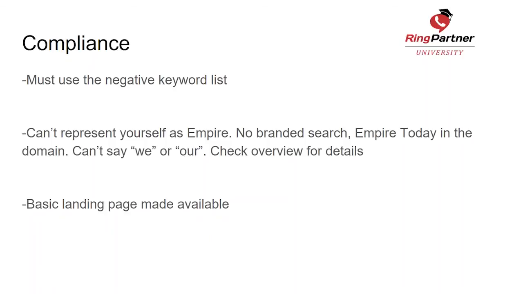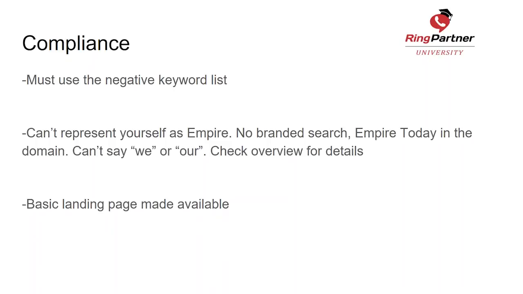Don't represent yourself as Empire. We've seen this before. They get caught. We catch them or Empire catches them. No good. You are an affiliate of ours. You're a publisher. You're not Empire themselves. So no branded search. Can't have Empire or Empire Today in the URL. Don't say we or our.